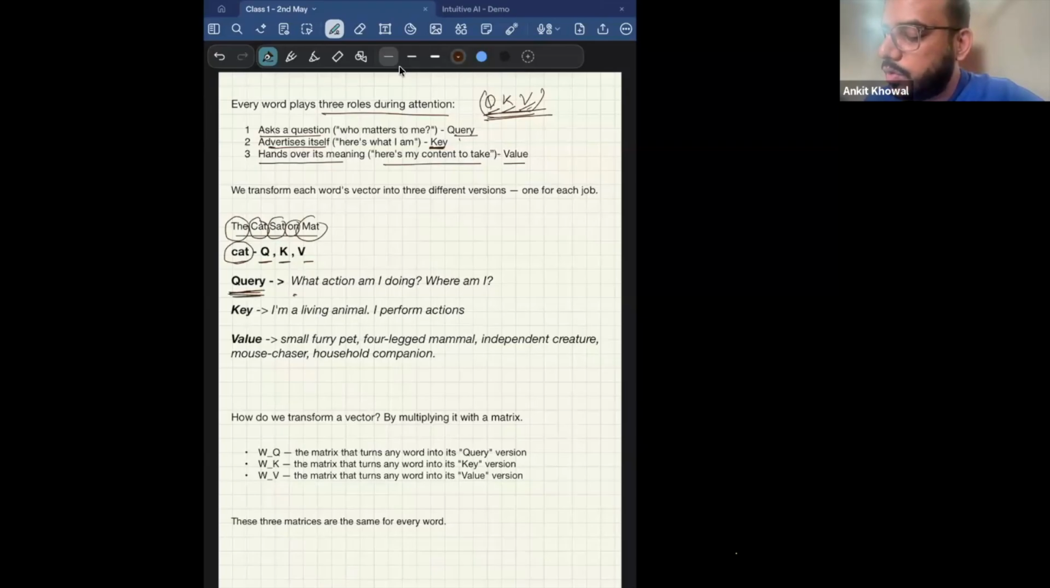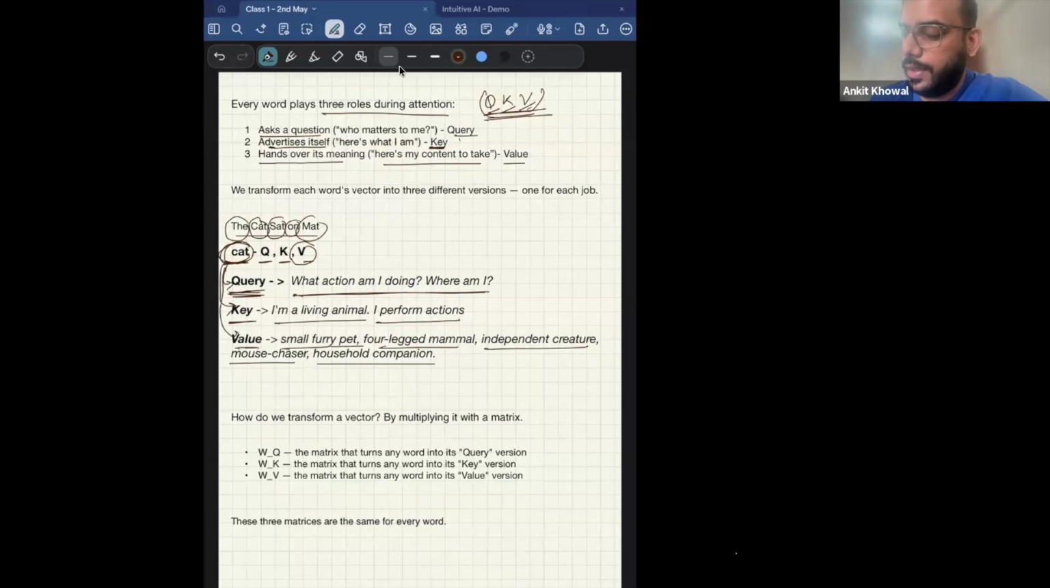In English, it will look like this: what action am I doing? Where am I? So I have taken the vector of cat and converted it into a query which says what action am I doing and where am I. I take the vector of cat and convert it into a key: I am a living animal. I perform actions. I take the vector of cat and convert it into a value which says I am a small furry pet, four-legged mammal, independent creature, mouse chaser, household companion. So like I said, for each and every word, I will transform them into query, key, and value.